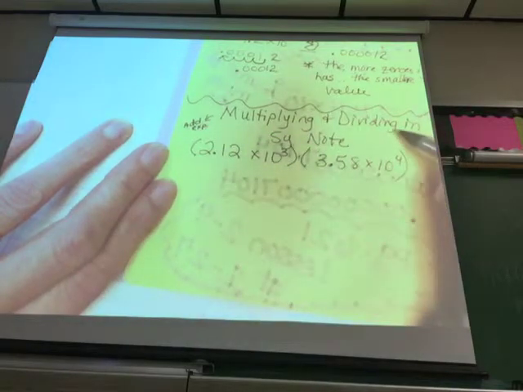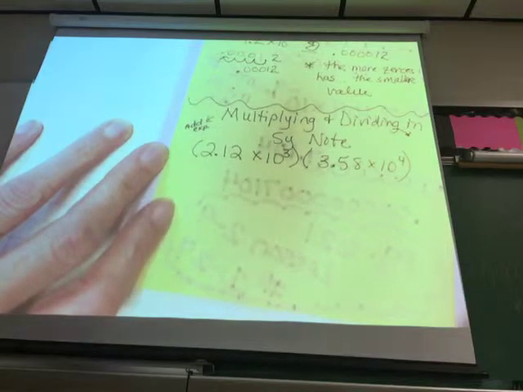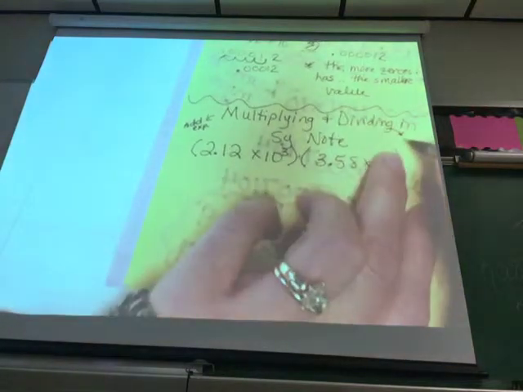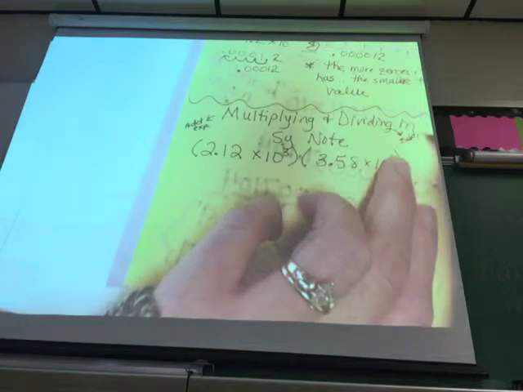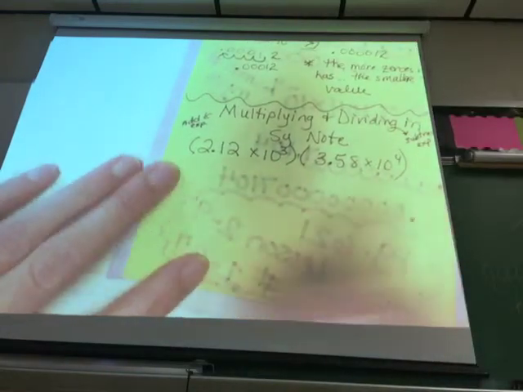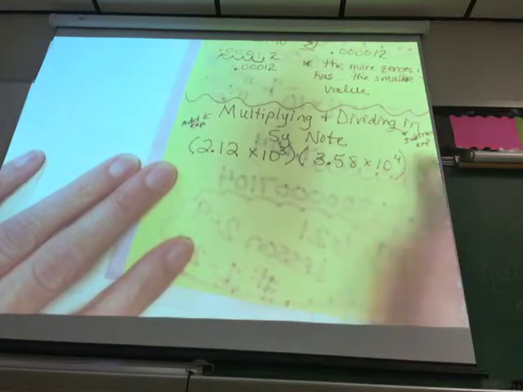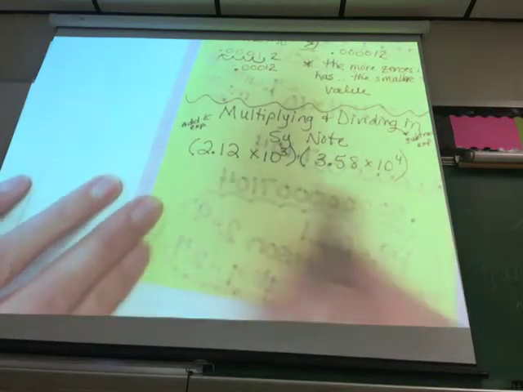What about dividing? What was our rule for dividing? We needed to subtract. So let's add that in there. Subtract exponents. This is just added to your other. So you want to add exponents when multiplying, and when you're dividing, you want to subtract exponents.